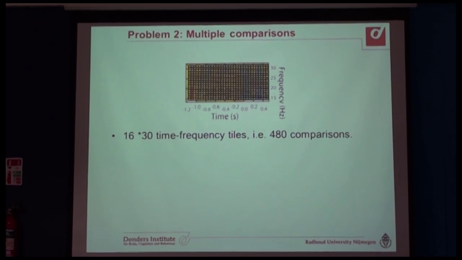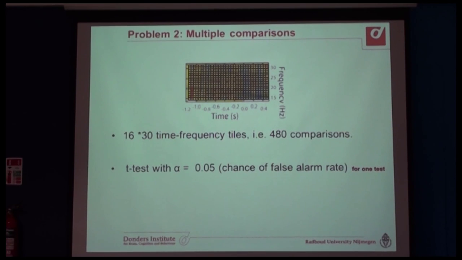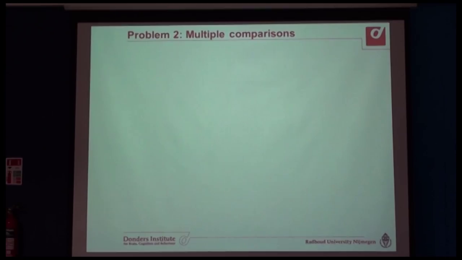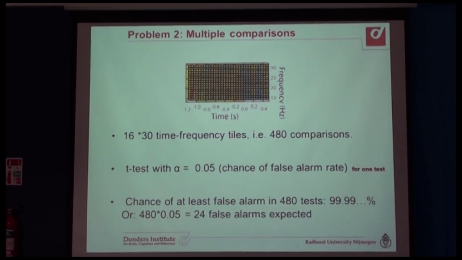do 480 statistical tests. If we do 480 statistical tests with a false alarm rate of 5% for each single test, then we actually have a chance of getting at least one false alarm that is very close to 100%. So with so many statistical tests, we would expect 24 false alarms. This computation assumes that all of these tests are independent, which they're not.